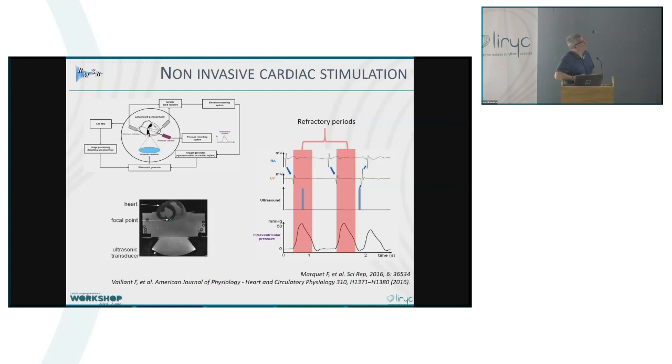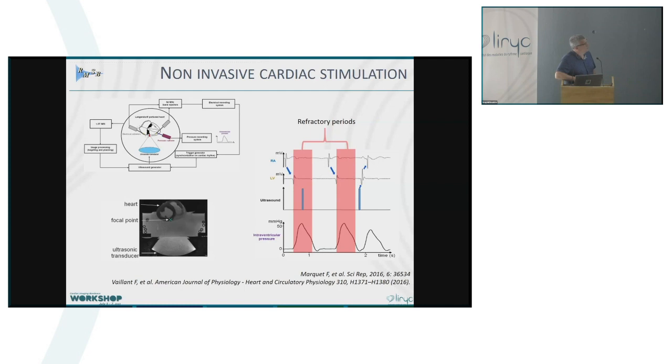Okay, so let's talk about a first application, non-invasive cardiac stimulation. So this is again an example of a beating heart inside the magnet. So this is the heart from a pig, left ventricle, right ventricle. You have underneath the ultrasound emitter, and you can select from the MRI images where you want to sonicate. You want to apply a pulse here.